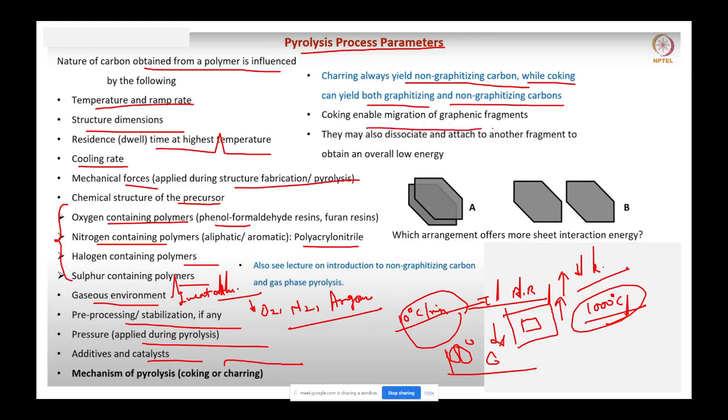Coking enables migration of graphenic fragments, and they may also dissociate and attach to another fragment for an overall low energy. So this is, you can say, an arrangement with more than one sheet interaction category. Here this is a different, separate sheet, and this is a different kind of structure. So here it is layer by layer. Okay.